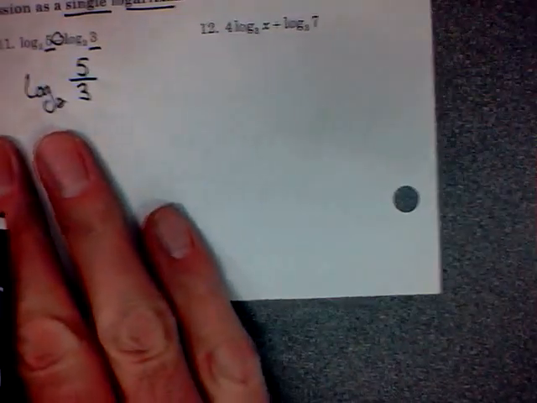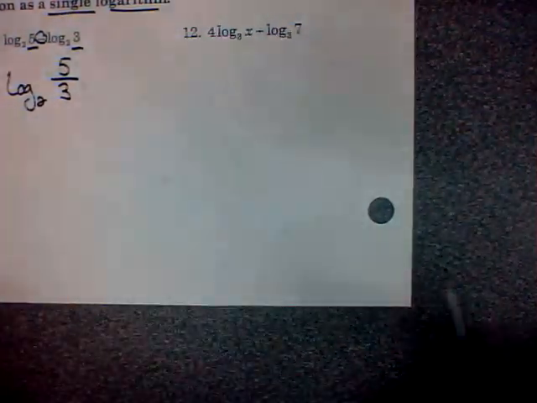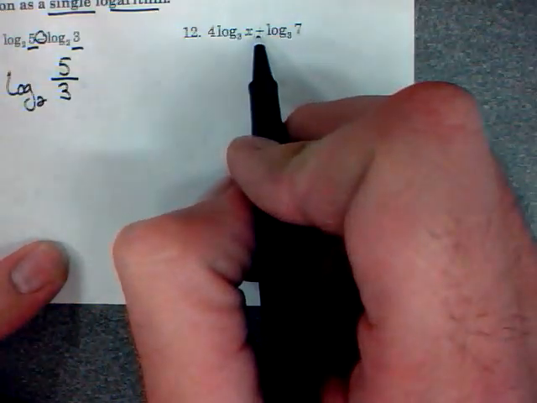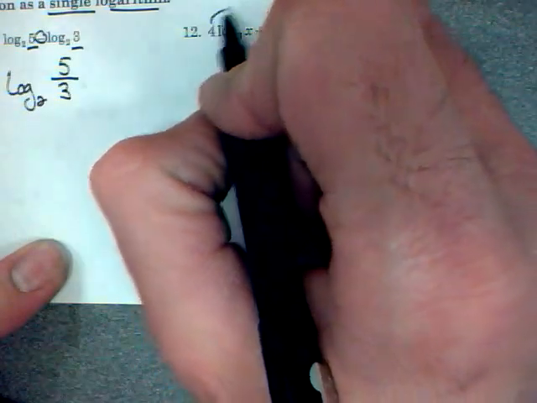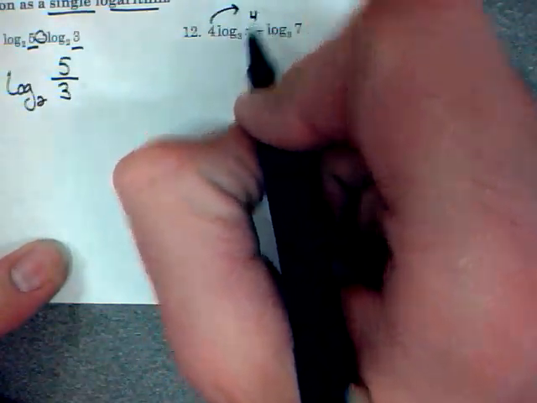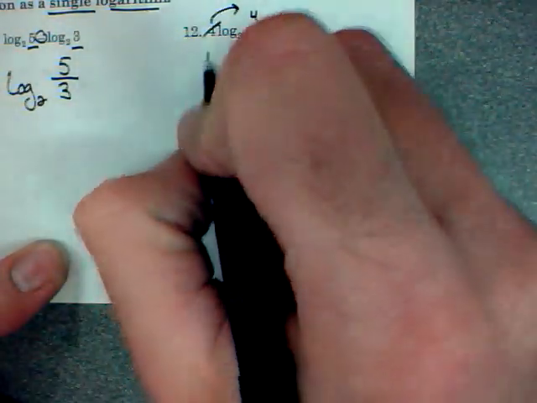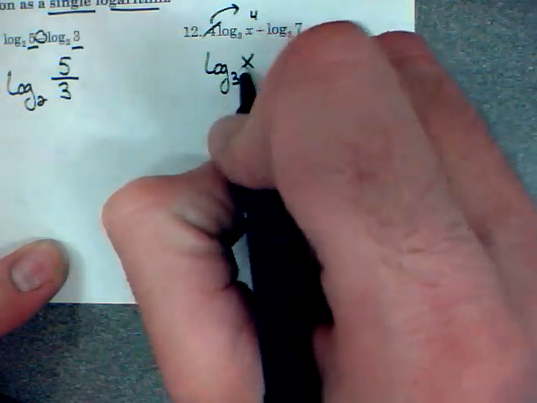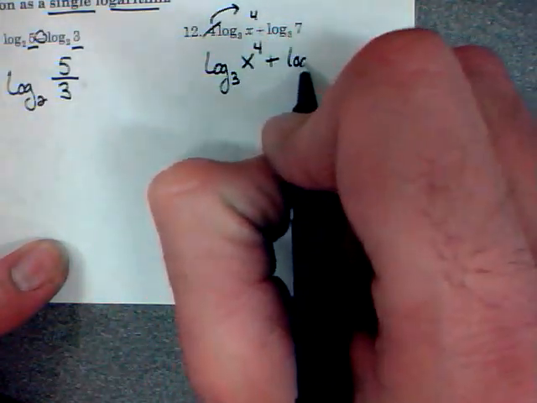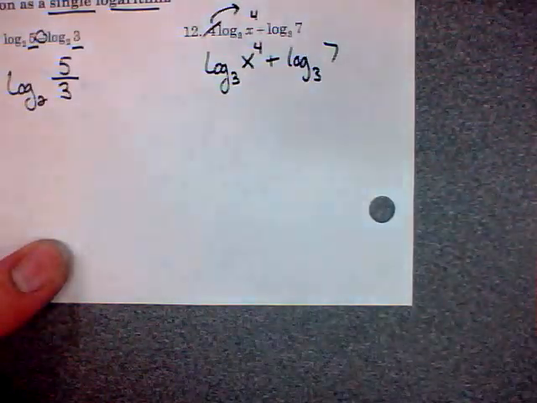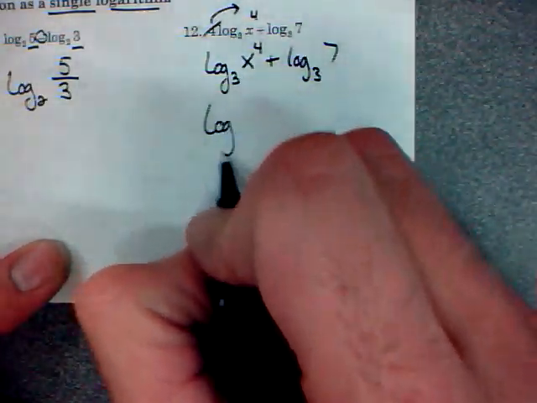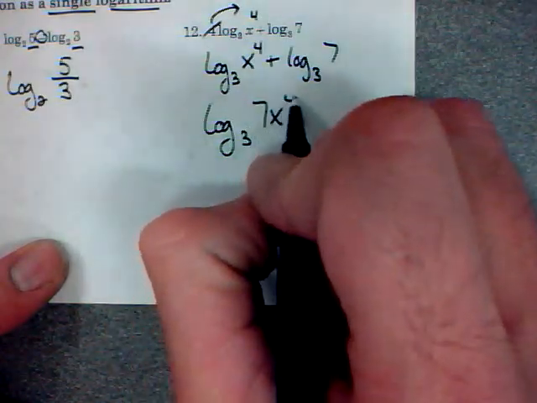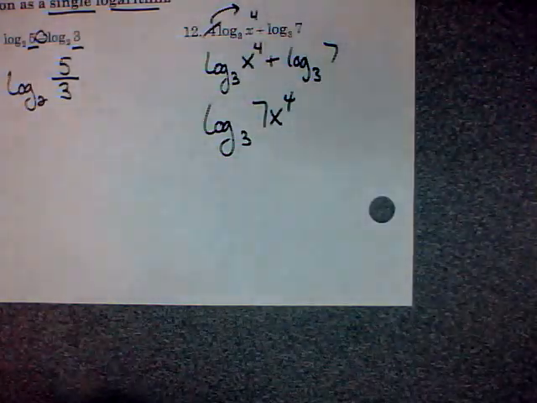On 12, in order to use the addition here, we can't have any numbers out in front, so we're going to need to bring the 4 up to the power. Okay, so this is actually log base 3 of x to the 4th plus log base 3 of 7. And now we can go ahead and multiply. So this is log base 3 of 7x to the 4th. Okay.